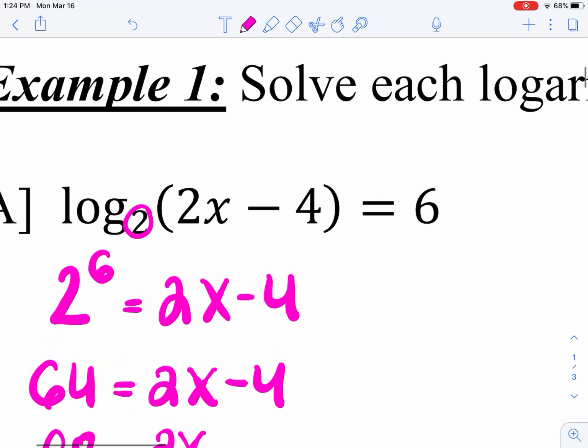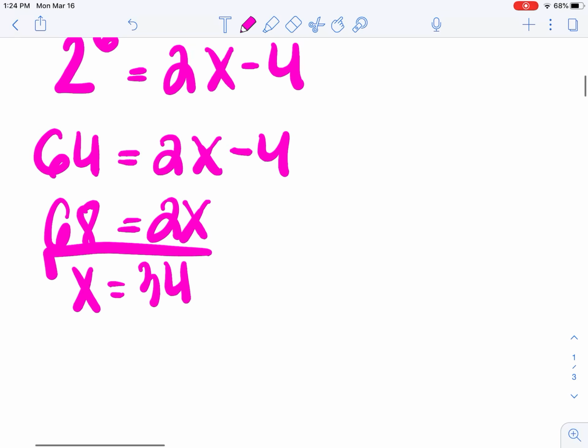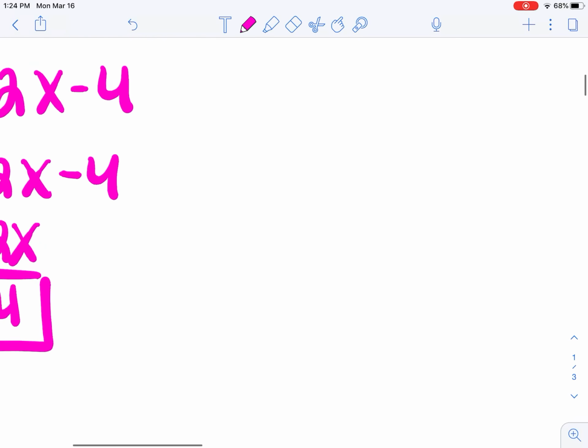Now, before you box your answer, you want to take that 34 and plug it in right here. 2 times 34 is 68. Minus 4 is 64. I got a positive argument, so I'm good. Also, the base was already positive, so I don't have to worry about that. So 34 is my answer.